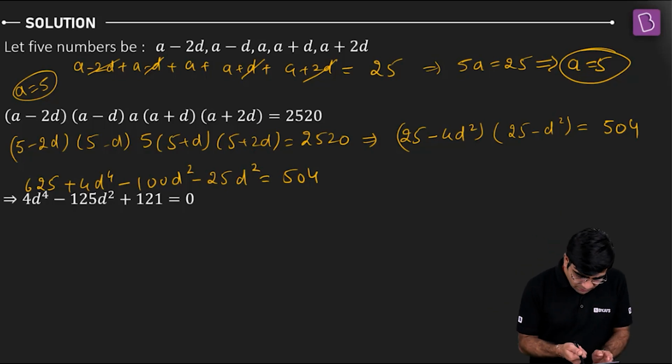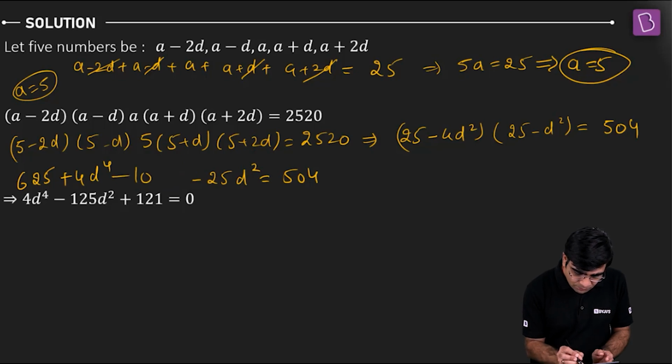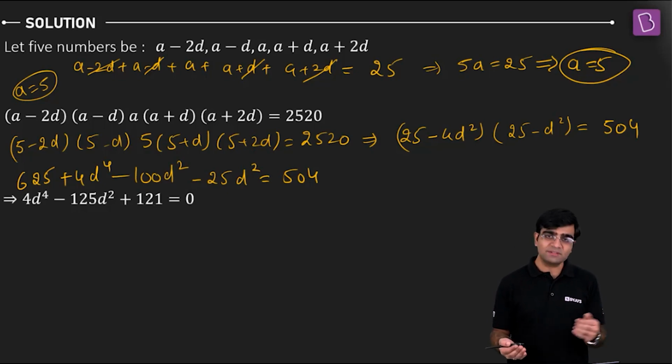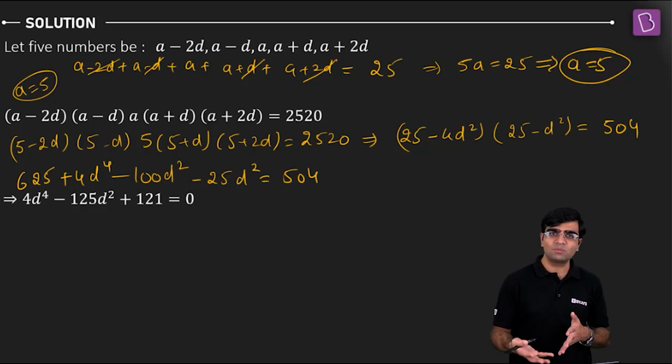All right, I'll just rewrite it so that this does not disturb your vision. So 625 plus 4d raised to 4 minus 100d square, rest is fine, right? So when you take that 625 minus 504, that will make it 121.